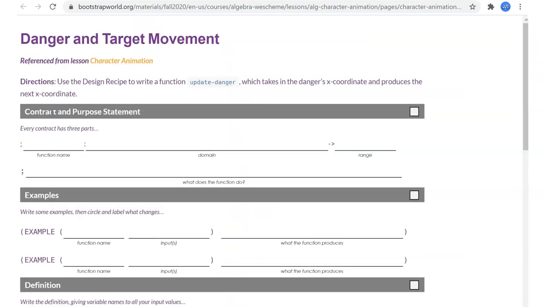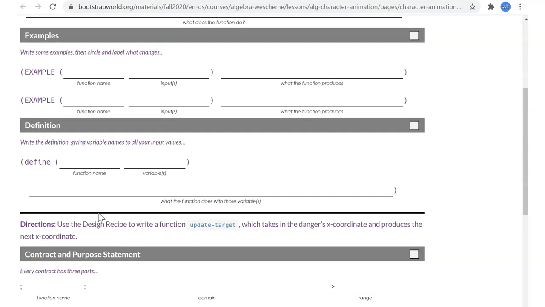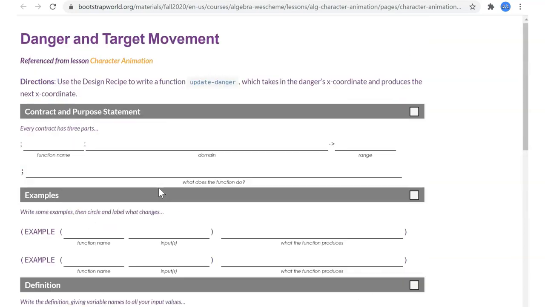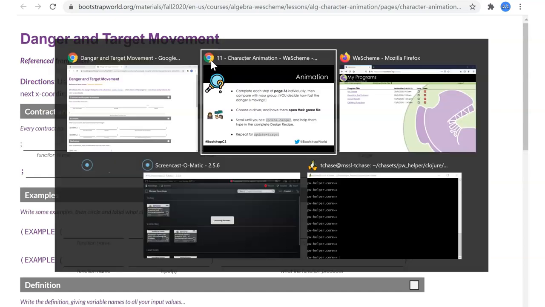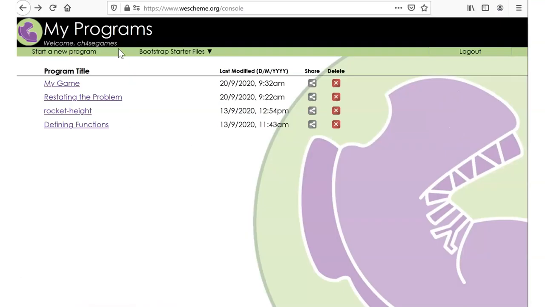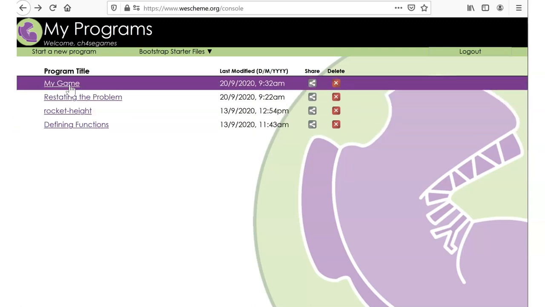So this is a design recipe for danger and for target. And actually, you know that I like to use my program instead of the paper. But if you'd like to write your contracts on the paper or on your design recipe, that's completely fine. But I'm going to go, and you can if you want to, after I get done. So watch me now. I'm going to go into my game.